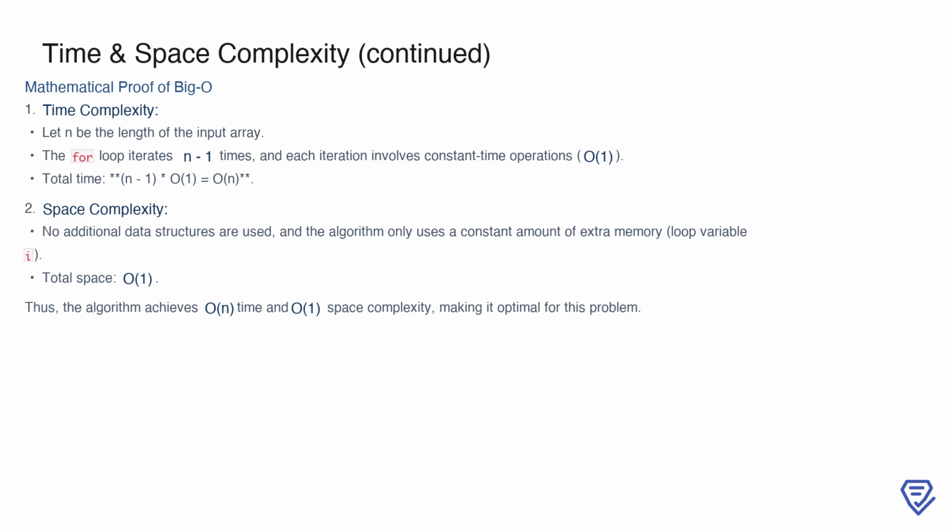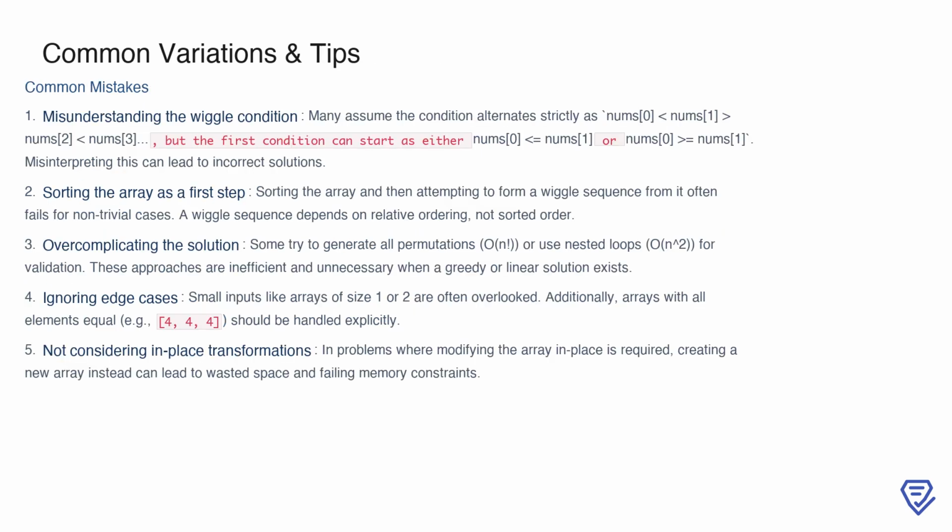the wiggle sort problem. When working on wiggle sort problems, there are several common mistakes to be aware of. First, misunderstanding the wiggle condition is a frequent issue. Some assume the condition must strictly alternate as less than, greater than, or vice versa, but the sequence can start with either less than or equal to or greater than or equal to. This flexibility is often overlooked and can lead to incorrect solutions.